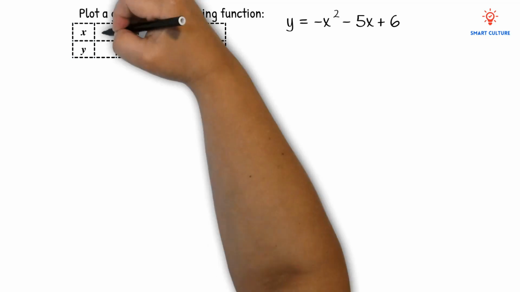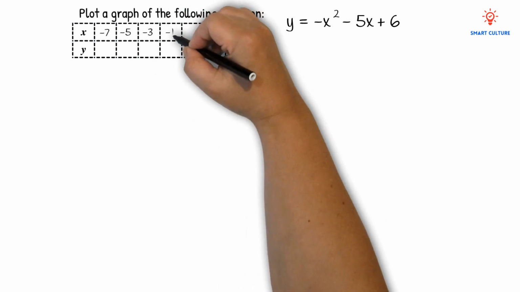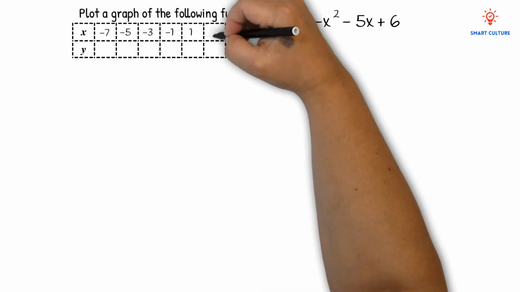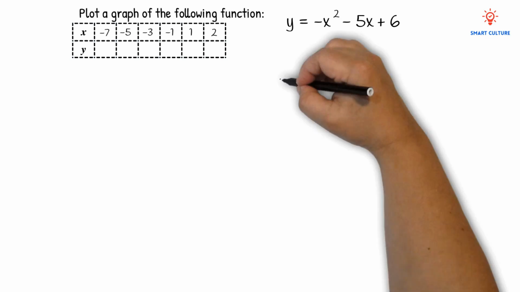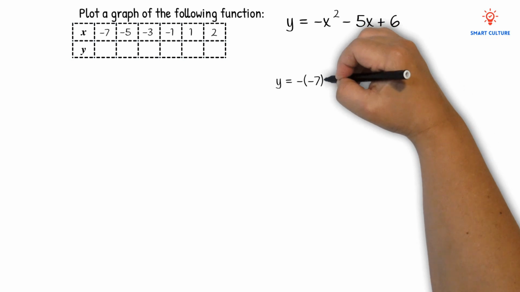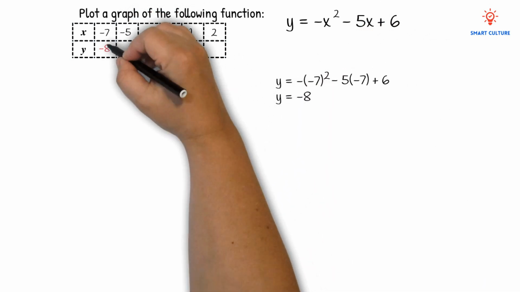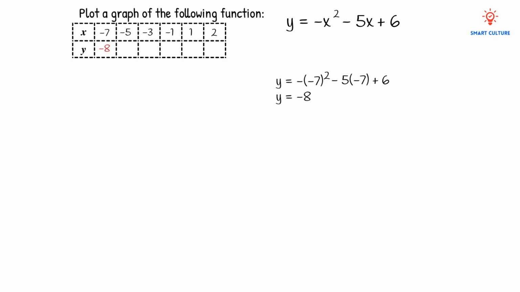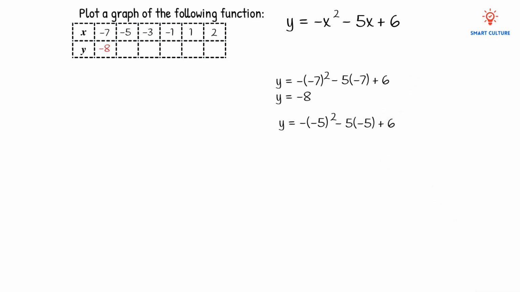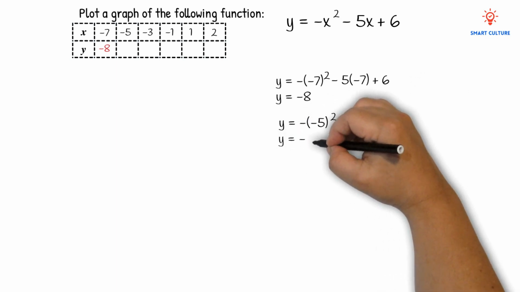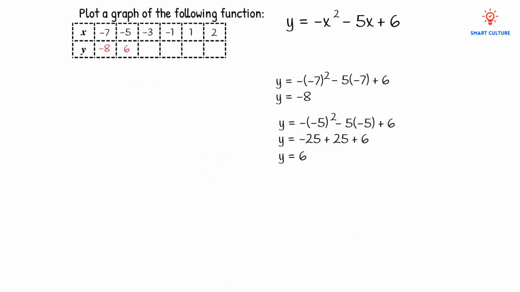So let's start with our table of values. We'll start with an x value of negative 7. So what we do is we substitute this value of negative 7 into the equation to find the value for y. So if we substitute this value of negative 7 into the equation, y will be equal to negative 8. The next x value is negative 5. If we substitute this value of negative 5 into the equation, you'll see that y is equal to 6.